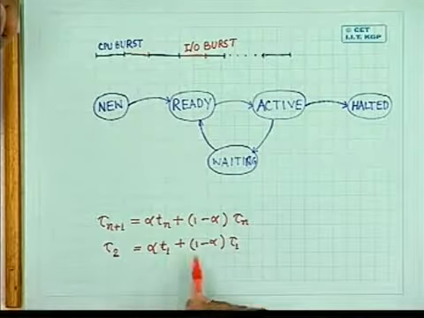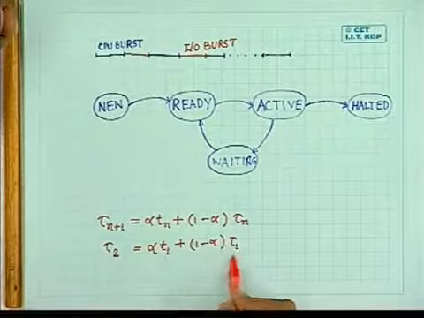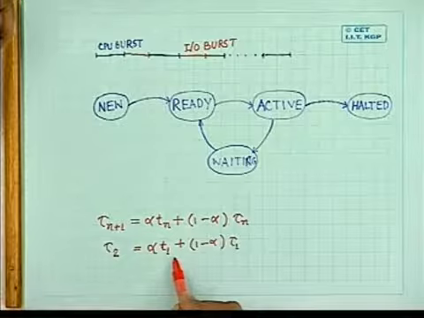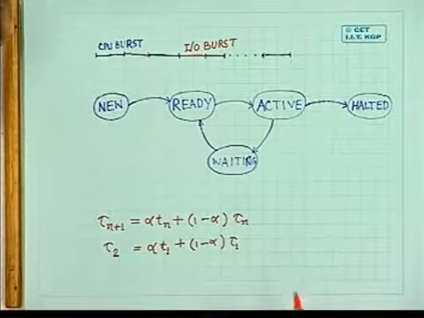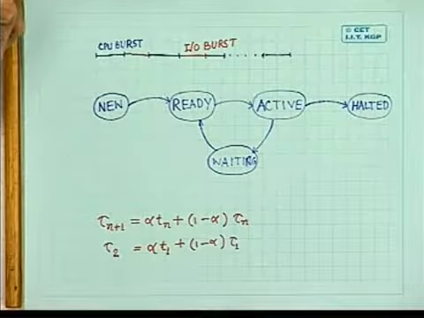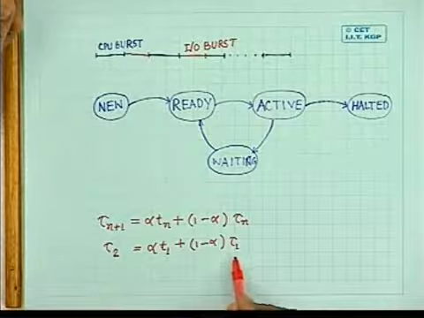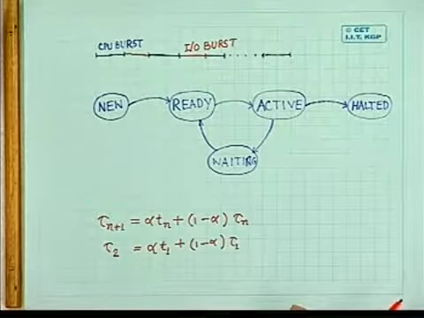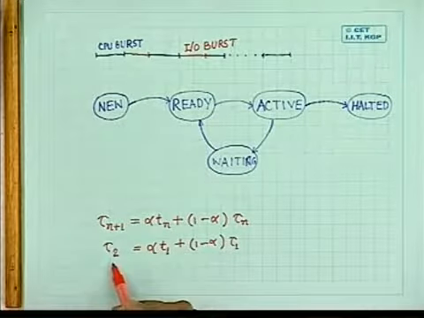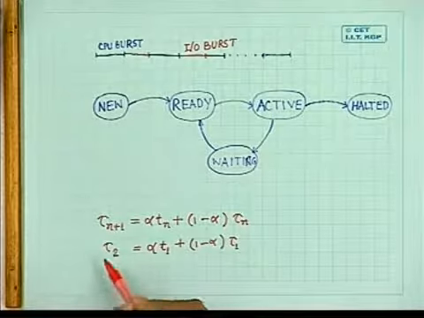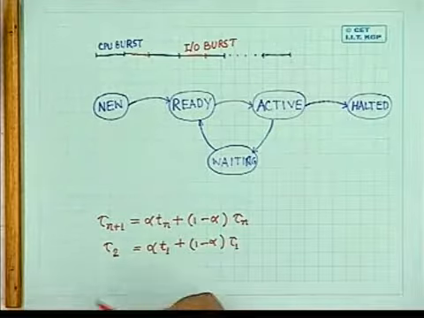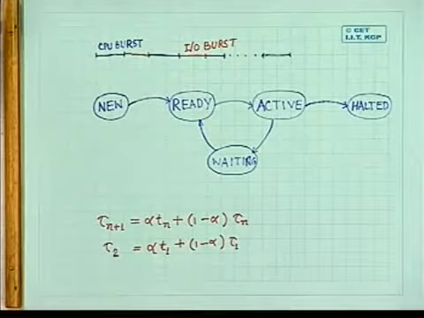So one of two things can be done to replace this tau 1. I can assume tau 1 to be the same as T1, as if the past history of the job is the same as the immediate past nature of the job. Or I can even put tau 1 equal to 0. Using either of these, I can predict tau 2, and based on this predicted tau 2, the job will be scheduled for the next CPU burst.